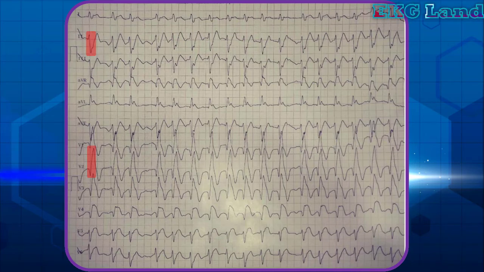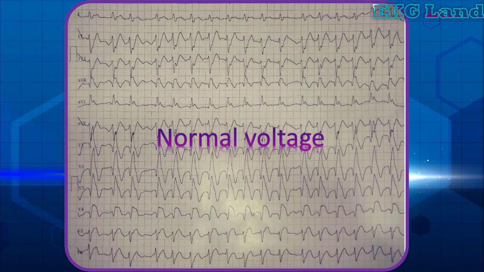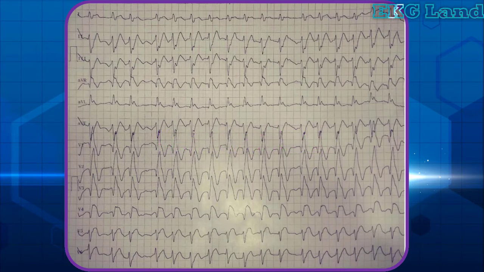In general, the QRS complexes have normal voltage. 3. R wave progression and transition zone. As you see, there is a tall R in V1, but small r in V6. So, there is reverse R wave progression due to intraventricular conduction delay.